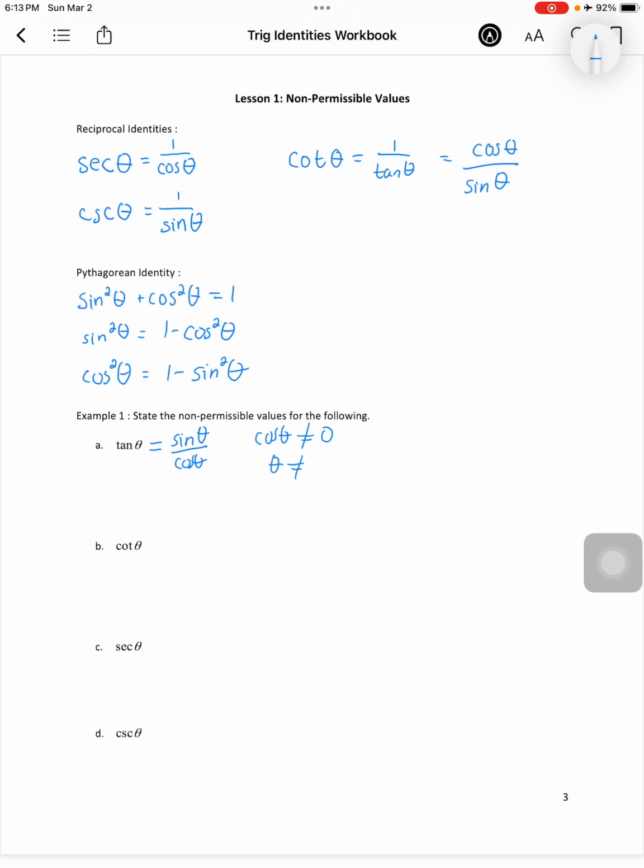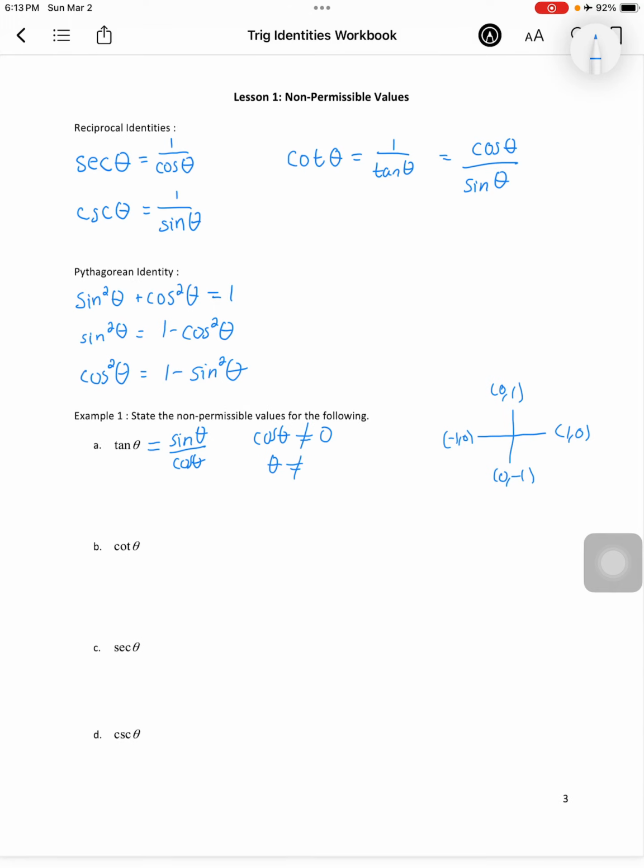So here, if you were to write your little coordinates, just as a little review, this is (1, 0), (0, 1), (negative 1, 0), and (0, negative 1). So cos is related to the x values of coordinates and sine is related to the y values of coordinates. So cos theta is equal to 0 at pi over 2 and 3 pi over 2. So I'm going to pause right here.